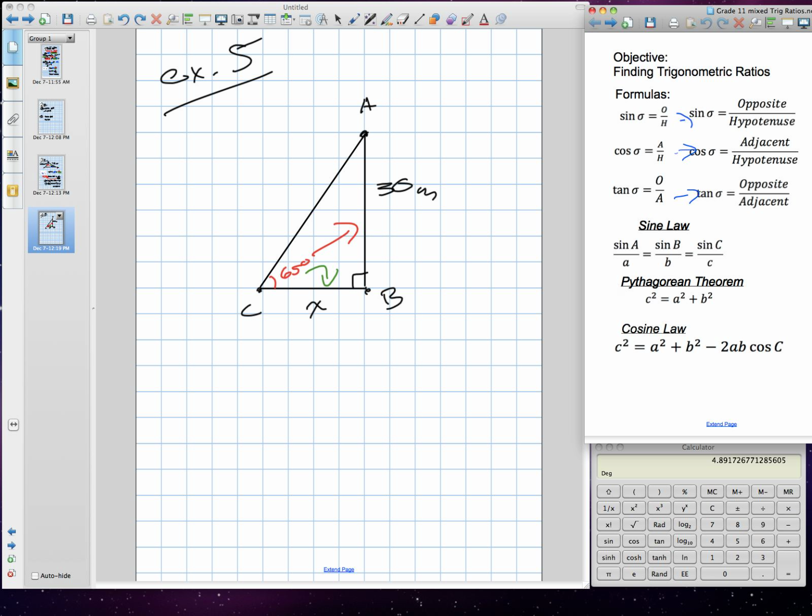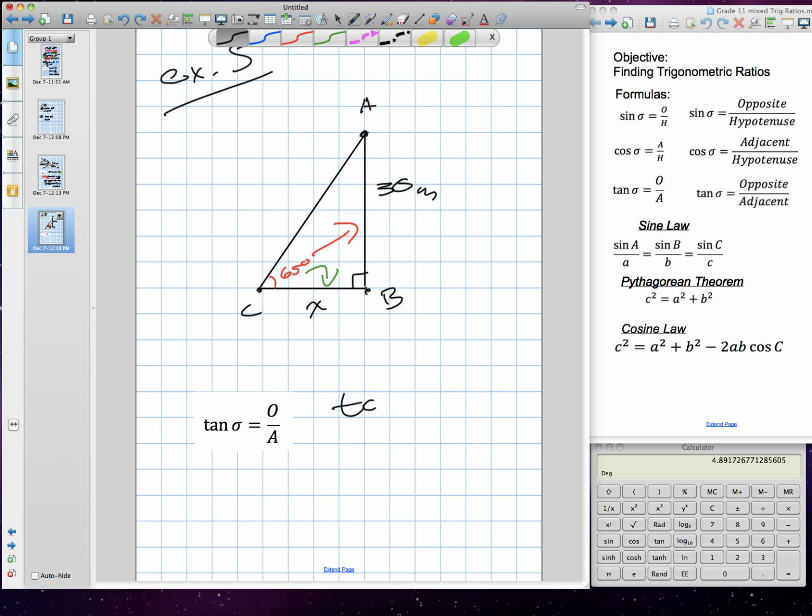I take my tangent theta is equal to opposite over adjacent. So we get tangent. My theta is what? 65 degrees. My opposite side is 30. And my adjacent is x.